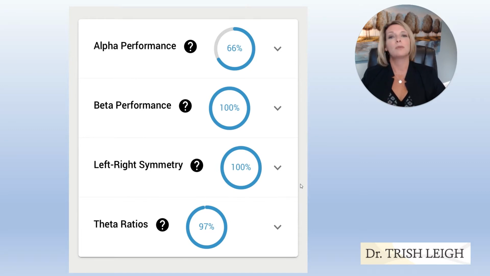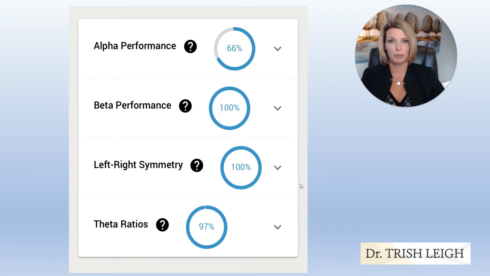In alpha performance, what we are looking at is the brain's ability to, first of all, use a peak frequency for calm focus and for the ability of your brain to recover and get into a calm mode. So it's mostly about calmness and about mood stability.